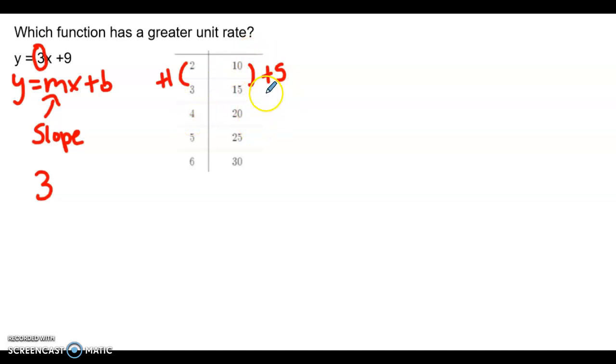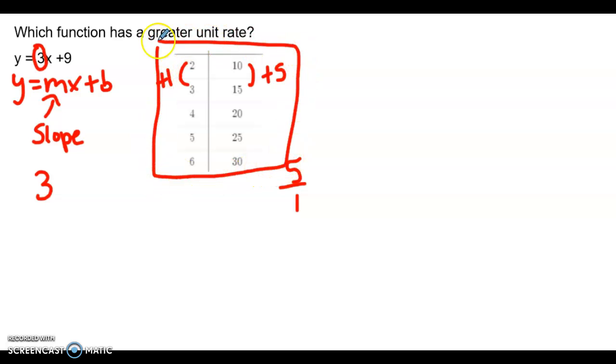And if we found our rate of change, or our slope, rise over run, you could think of it like that, as 5 over 1, or you could just look at the y value and say, okay, it's adding 5 each time, so that has to be our rate. So if we have 3 here and 5 here, then we can tell that the greater unit rate comes from the table.